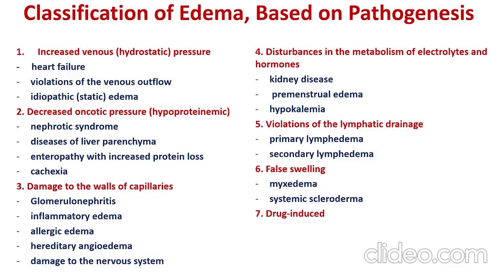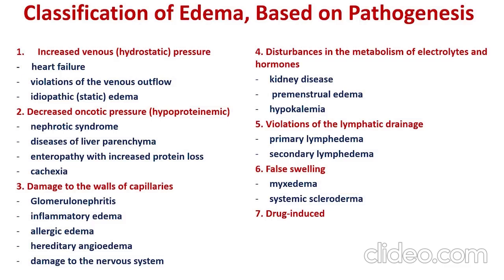Next classification, which is the most important for us, is based on pathogenesis, and we can distinguish 7 main points of classification. First of all, it is edema due to increased hydrostatic pressure, or venous pressure. Second possible cause is decreased oncotic pressure. Third is damage of capillary wall. Fourth is disturbance in metabolism of electrolytes and hormones. 5 is violation of lymphatic drainage. 6 is false swelling, and 7 is drug induced.